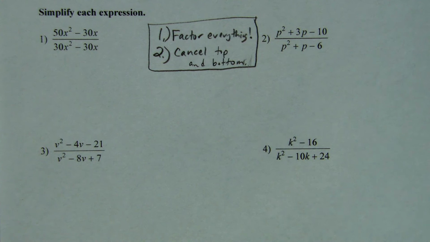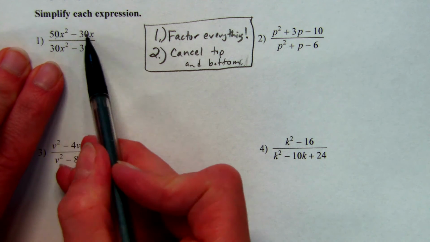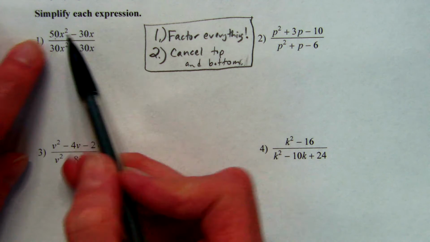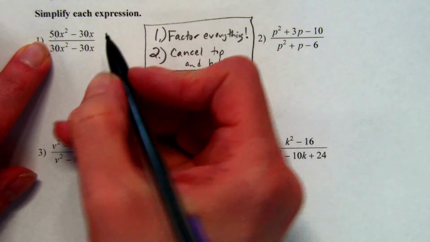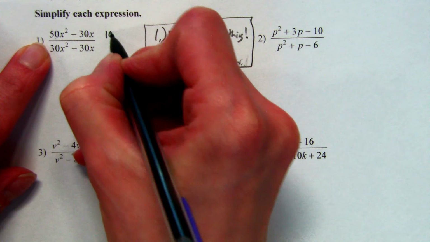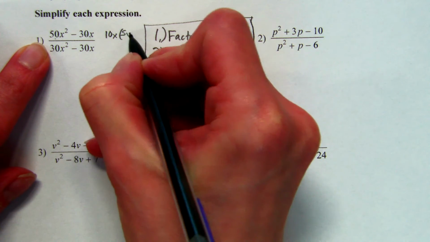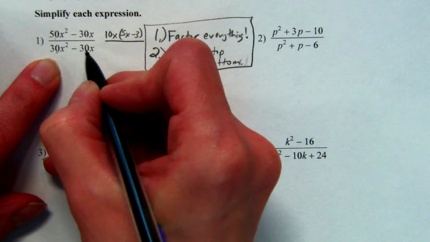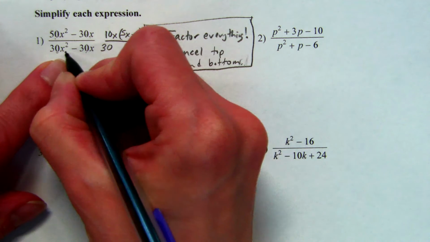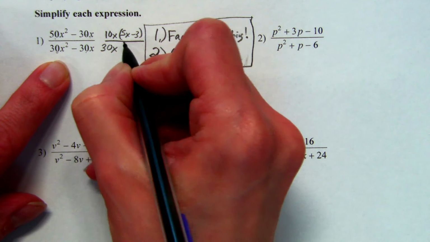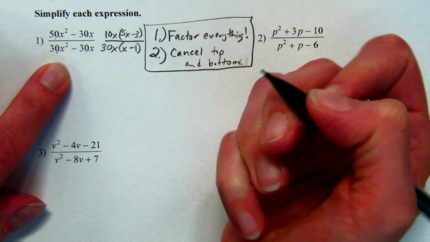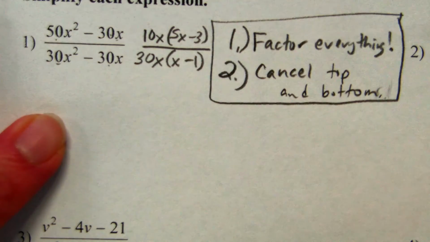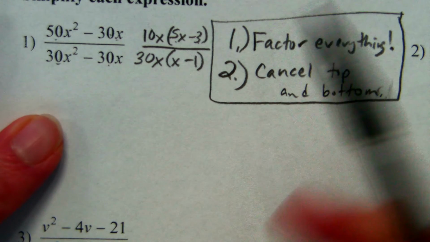So on number 1, I've got a couple of binomials. They have 2 terms on the top, 2 terms on the bottom, and so I want to see if there's common factors I can take out. So 50 and 30, I could take out a 10 and an x, and then I would be left with 5x minus 3. On the bottom, I have 30 and 30, so I can take out a 30, and I can also take out an x, and then I'm left with x minus 1. So we've rewritten this fraction in a form where it's completely factored. There's nothing else I can take out of either sets of parentheses.